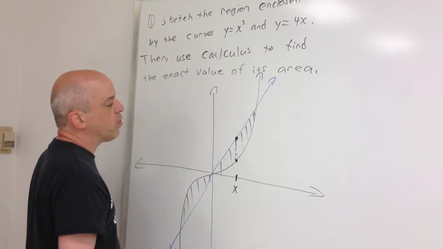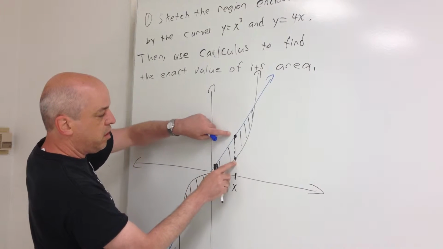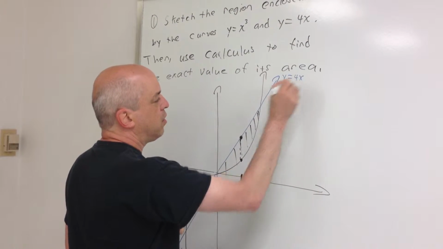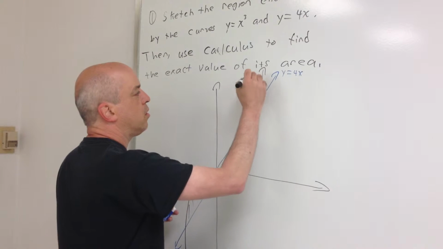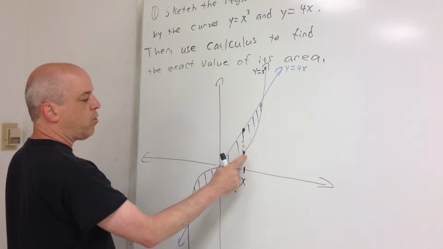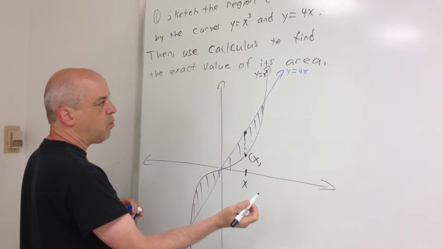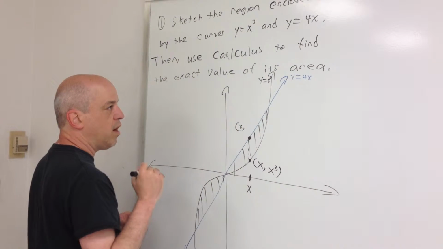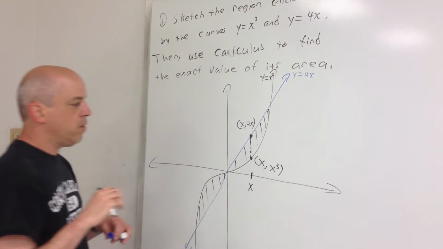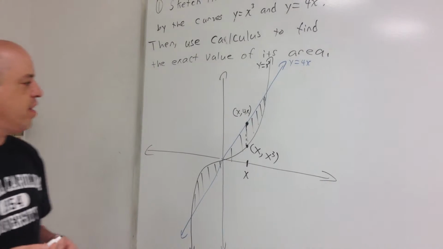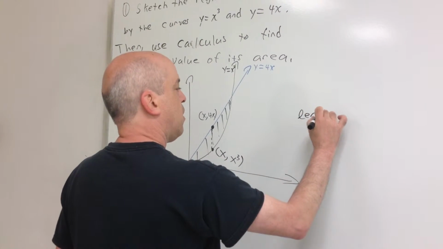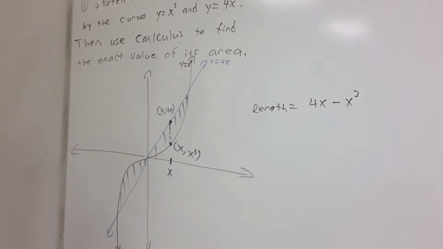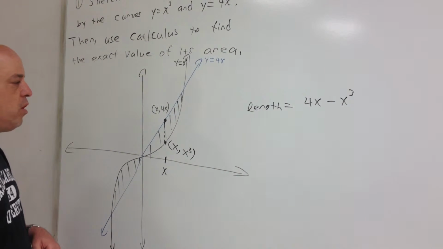And I'm going to label the endpoints of this vertical line segment based on what curve the bottom and the top point are on. Well, let's see, the blue curve is y equals 4x, and the black curve is y equals x cubed. So if I call the x-coordinate of this bottom point x, its y-coordinate is going to be x cubed. And similarly on the top, the x-coordinate's x, the y-coordinate's going to be 4x. Now the length of this vertical line segment as a function of x is going to be what? 4x minus x cubed, right? Because you subtract the y-coordinates of the top and the bottom point.